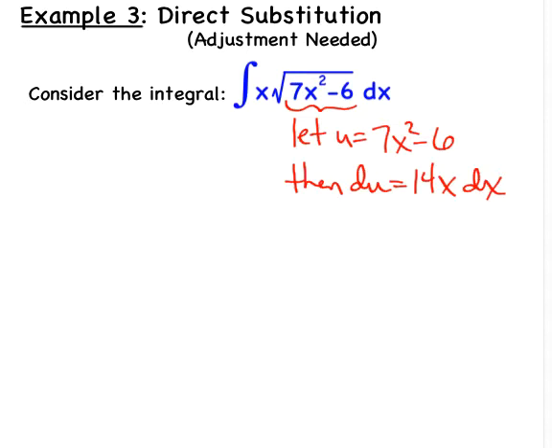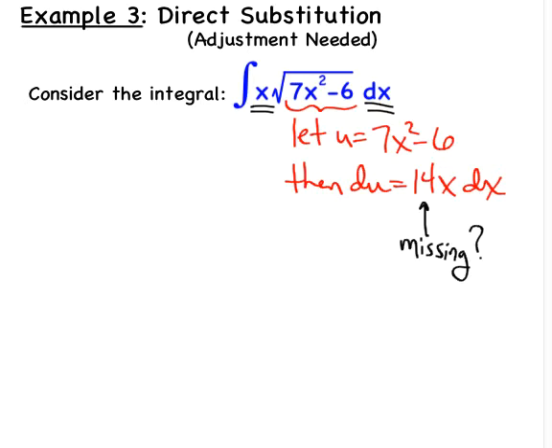And when we look at this problem, we say, well, we're missing something for our du. Our du has a 14, an x, and a dx. Well, I see the x and the dx. It's missing the 14. And this is a very simple fix. This is why we have an adjustment.